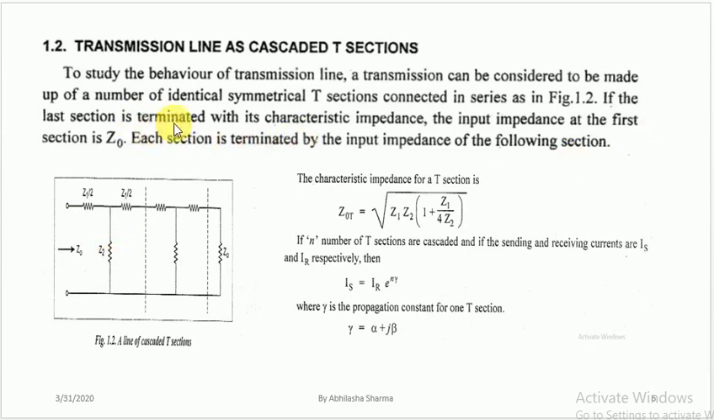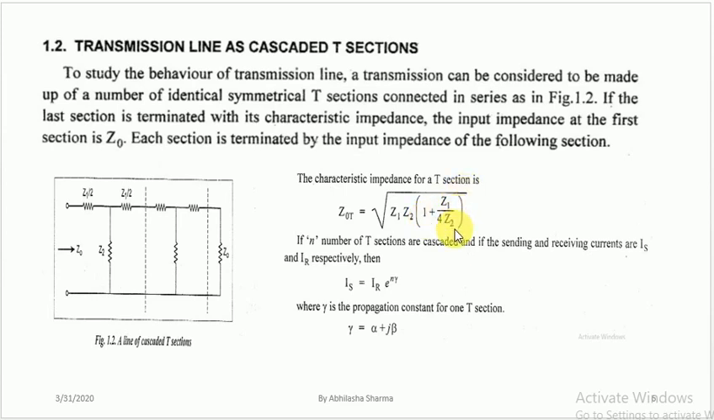If the last section is terminated with its characteristic impedance, then the input impedance at the first section is Z0. So each section is terminated by the input impedance of the following section. As you all know, what is the characteristic impedance of the T network? The formula for the characteristic impedance of the T section is Z0 equals the square root of Z1 Z2 multiplied by (1 plus Z1 by 4 Z2).